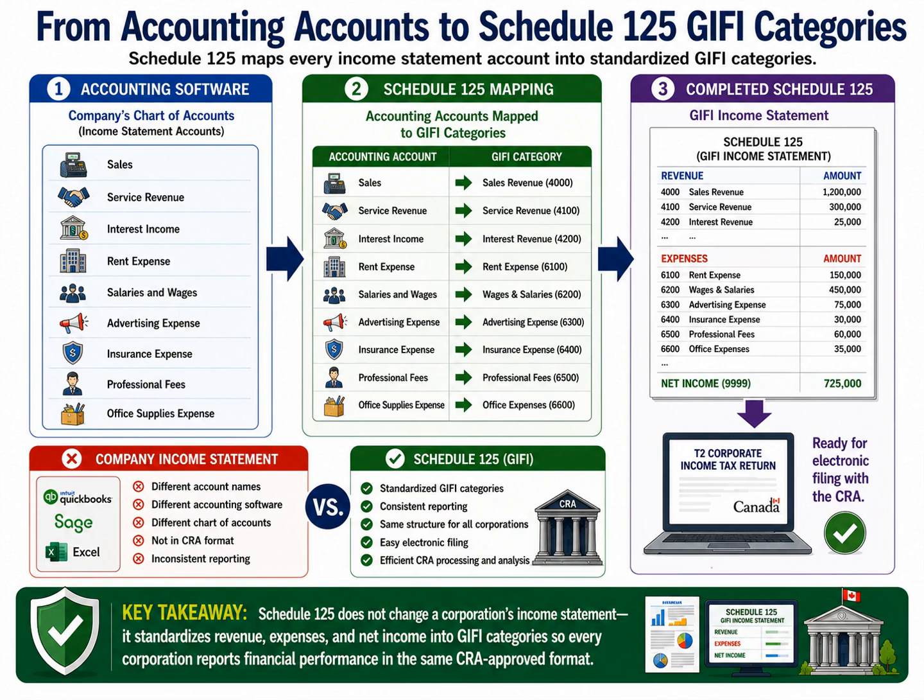By converting every income statement into the same GIFI structure, Schedule 125 ensures that all corporations report financial performance consistently, regardless of the accounting system they use. The key takeaway is that Schedule 125 does not replace a corporation's income statement or modify its accounting records. Instead, it serves as the bridge between the corporation's internal accounting system and the CRA's reporting requirements by translating revenue, expenses, and net income into standardized GIFI categories.